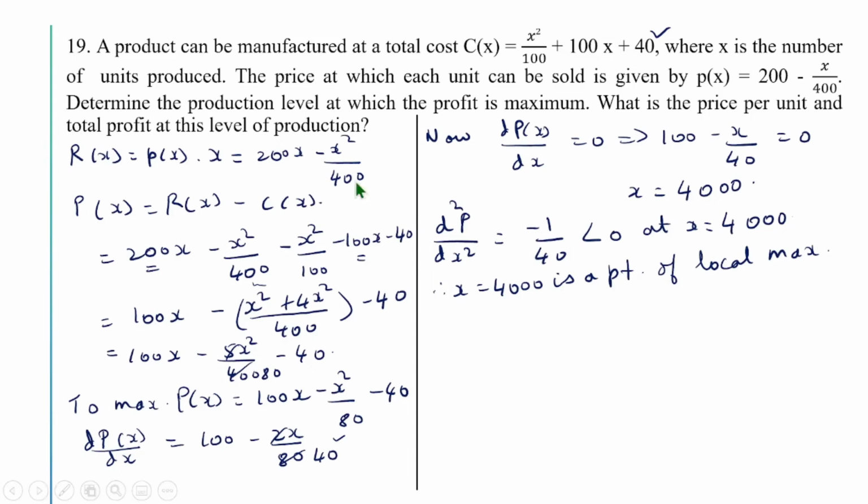So we have to determine the production level at which the profit is maximum. So for maximum profit, the production level is 4000 units. Therefore, required production level equal to 4000 units. Then it is asked what is the price per unit and total profit at this level of production. So we have to find the price per unit by substituting x as 4000. Then we have to find the total profit by substituting x as 4000 here in this expression.